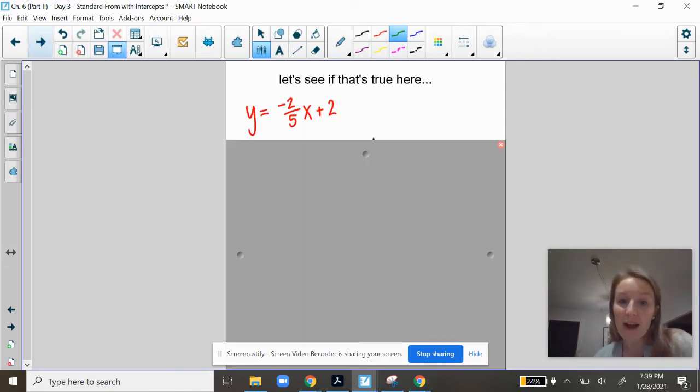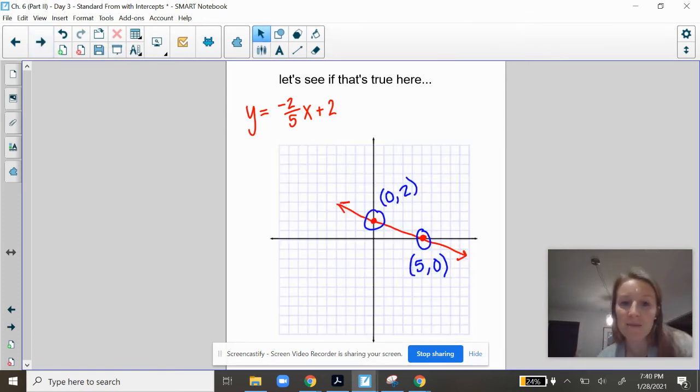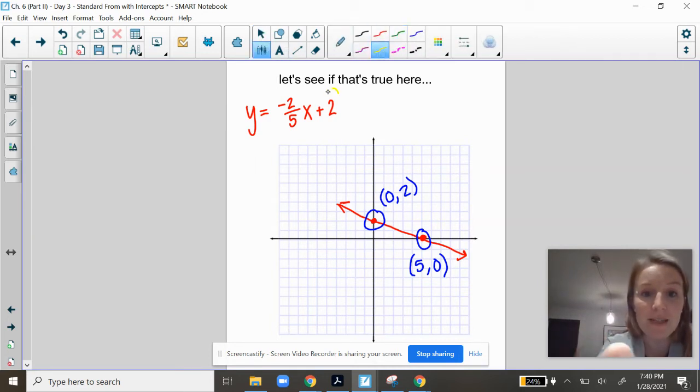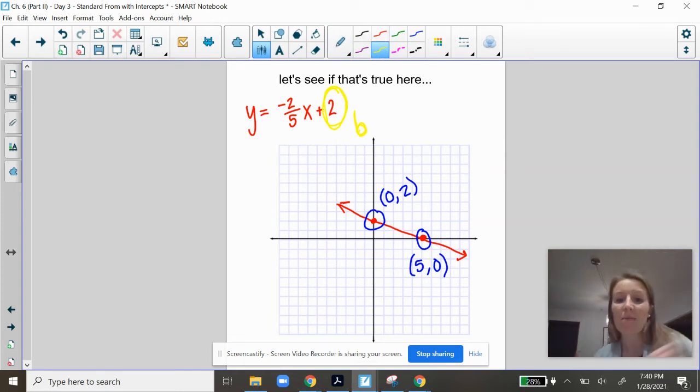So I want you to try graphing this equation, and let's see if this is true. Let's see if we see our y and x-intercepts as following that rule that we just said. All right, you're back. Hopefully, your graph looks something like this. You should have a y-intercept of (0, 2), which again makes sense, right? Because here, that's my beautiful b value, right? My x-intercept should then be (5, 0).